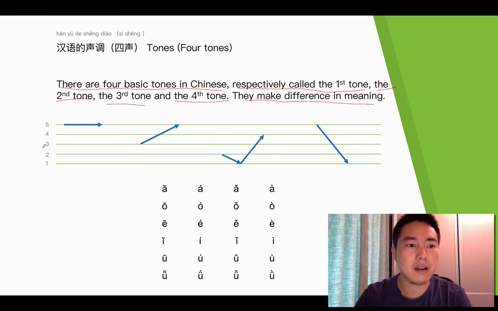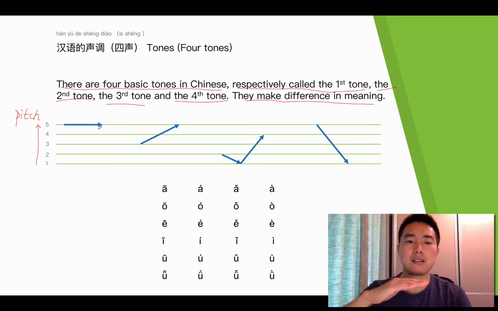Let's take a look at these 5 lines. From the lower to the higher, from 1 to 5, the pitch gets higher. So the first tone stays in the highest pitch. Just keep it steady, like this. And the second tone is from the medium pitch to the highest pitch. So in Chinese, we call it like this.